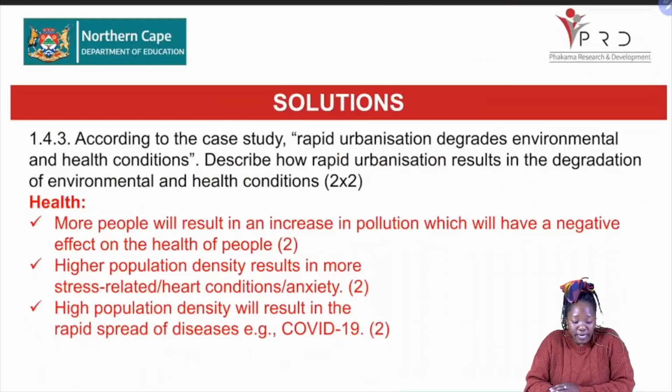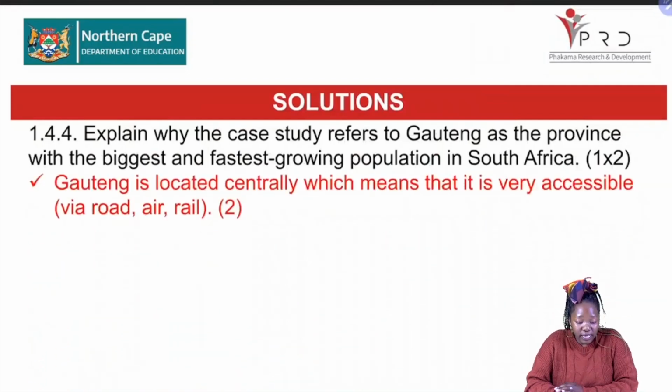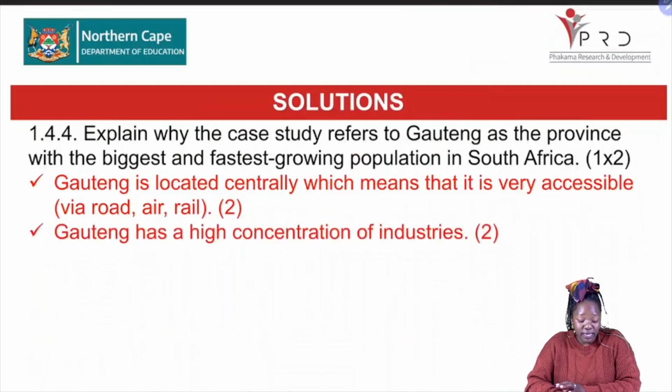space in between. Then we're looking at your 1.4.4, whereby you are supposed to explain why Gauteng is the biggest and the fastest growing in terms of population. Remember, Gauteng is central, so it means there is easy access between provinces as well as other countries.